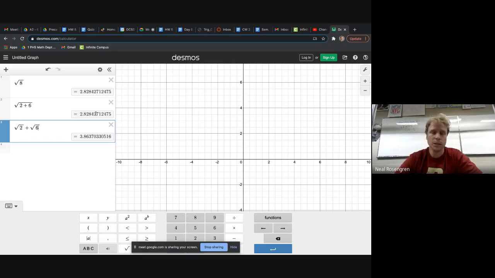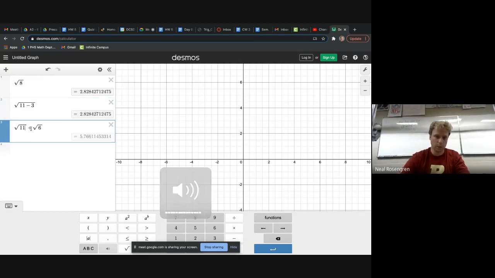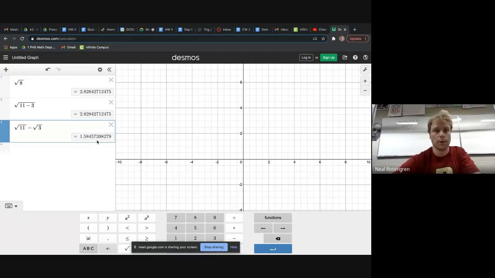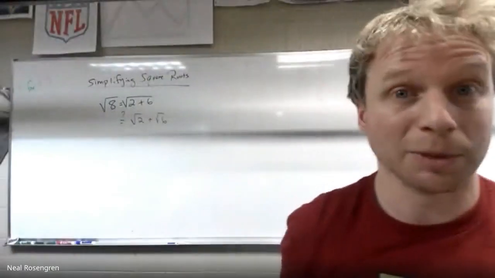I can't use addition and certainly not subtraction, like call this 11 minus 3. Okay, cool, those are the same, but the square root of 11 minus the square root of 3? Nope, doesn't work. So what can we do? If we can't use addition or subtraction, what can we do? Well, let's try something like multiplication.